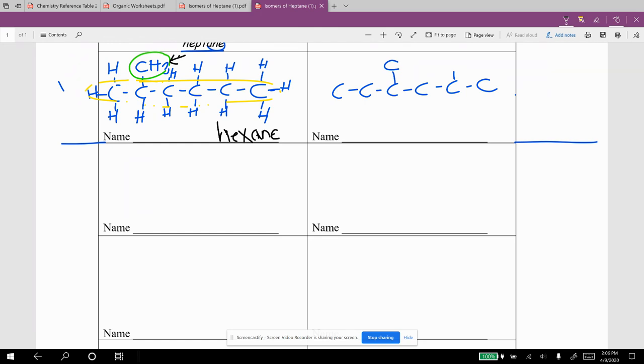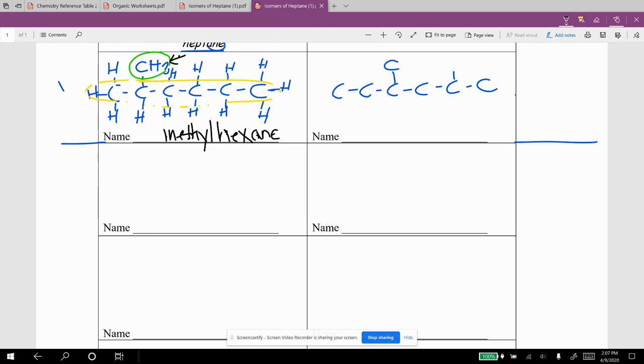1. So according to table P, the prefix for 1 is meth. But since it's a branch, I'm giving it a YL as the ending. The YL means it's a branch. The meth means it's got 1 carbon. So then I have methylhexane.